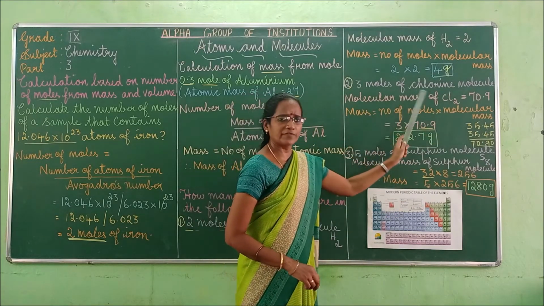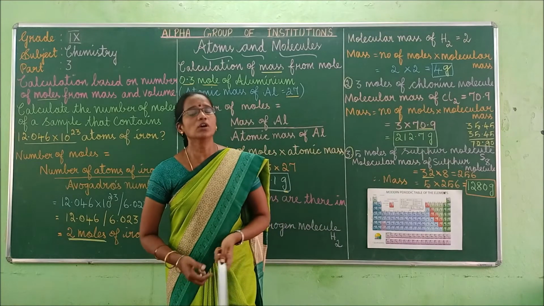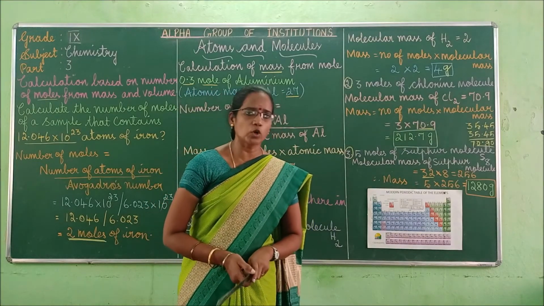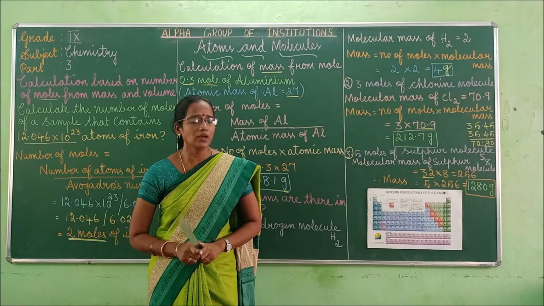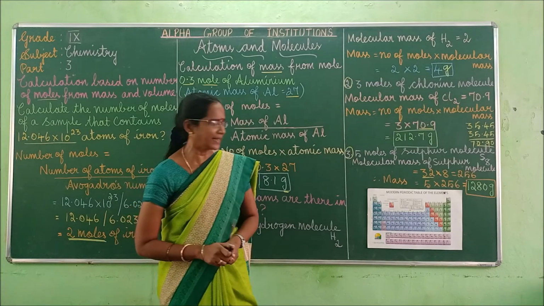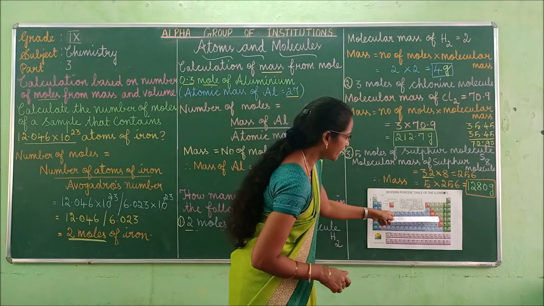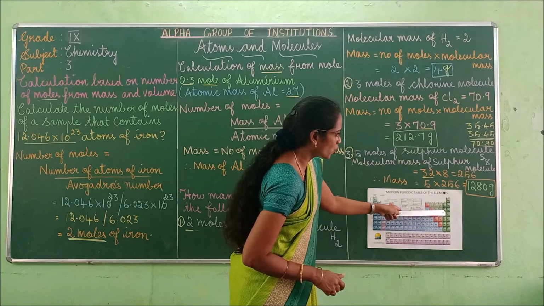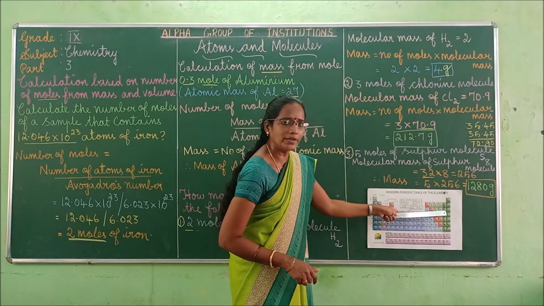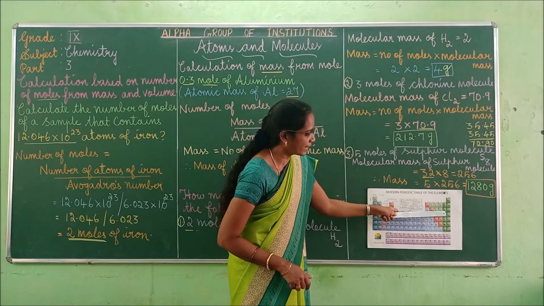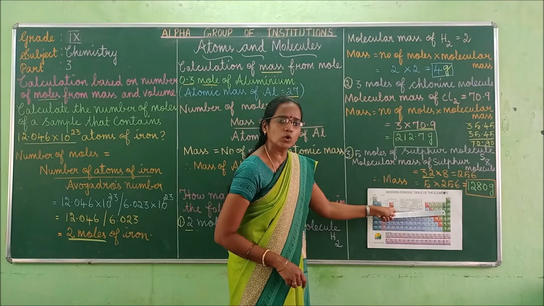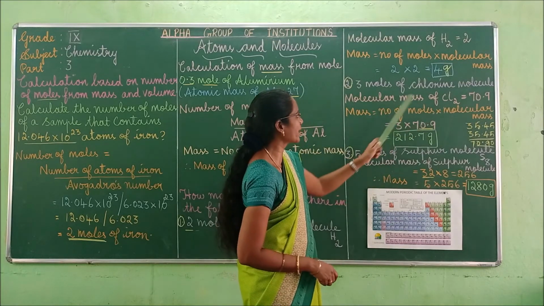For the first step, what do we have to do? We have to calculate the molecular mass of chlorine, isn't it? For that, you should know the atomic mass of chlorine. What is the atomic mass of chlorine? See, it is 35.45. This is the chlorine element. The atomic mass of chlorine is 35.45, right?